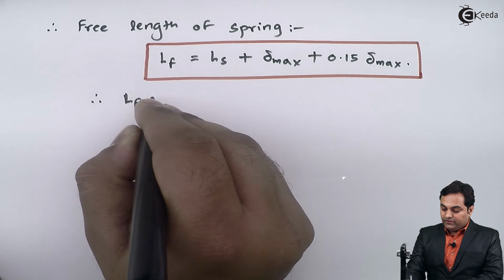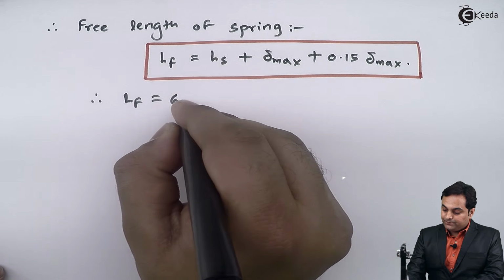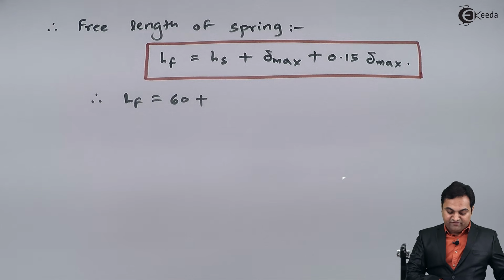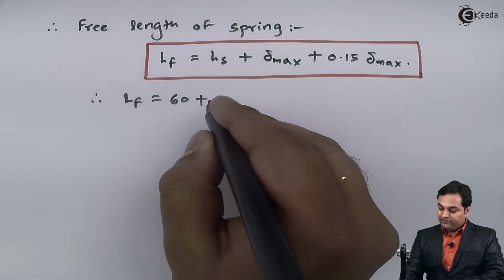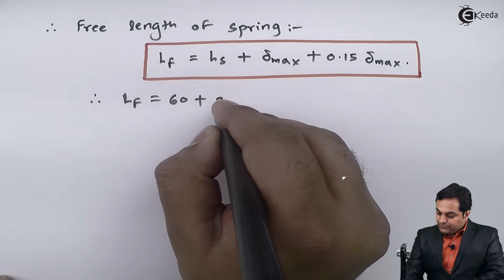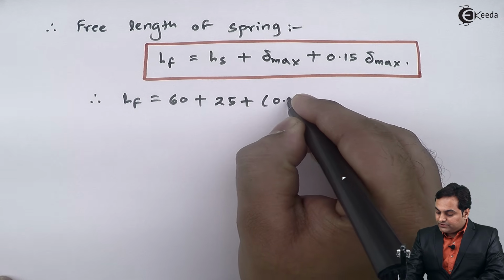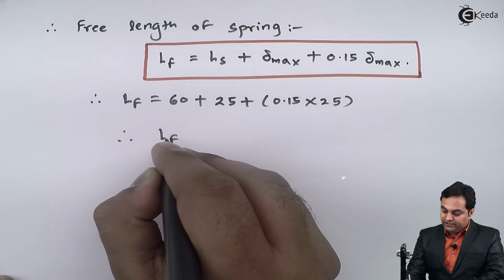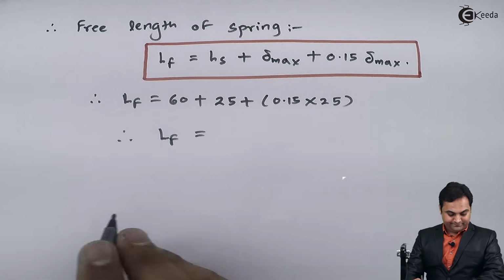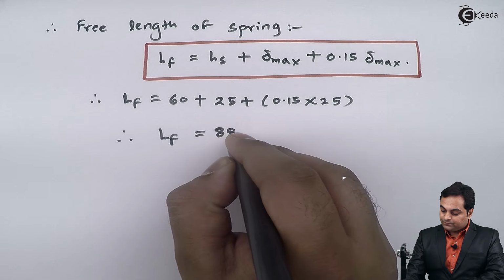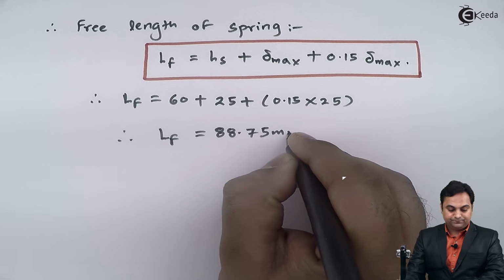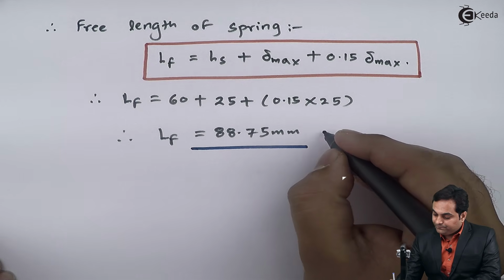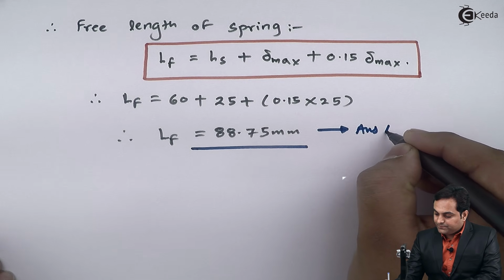LF is equal to solid length, which is 60, plus maximum deflection, which is given in the question, 25 mm, plus 15% of maximum deflection, which is 25. So my answer for free length comes out to be 88.75 mm. This will be our sixth answer.